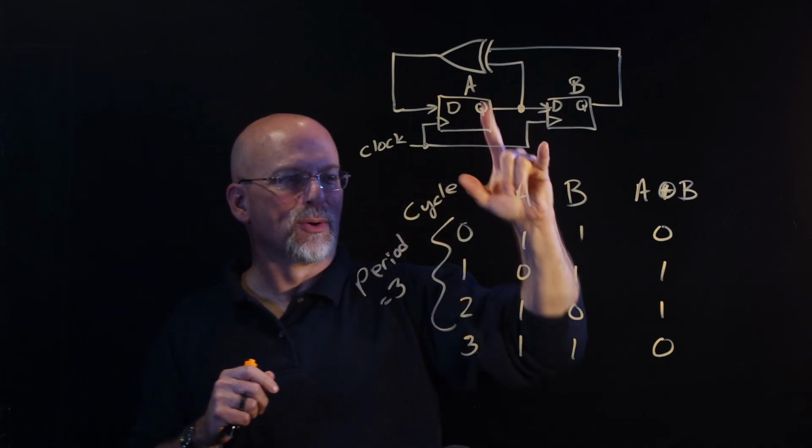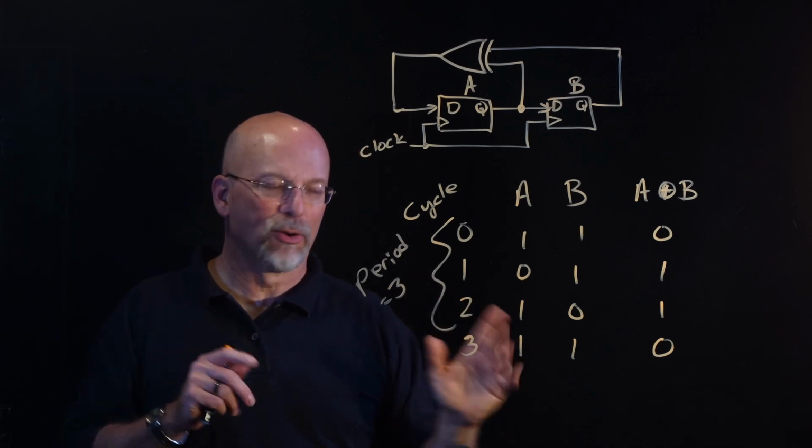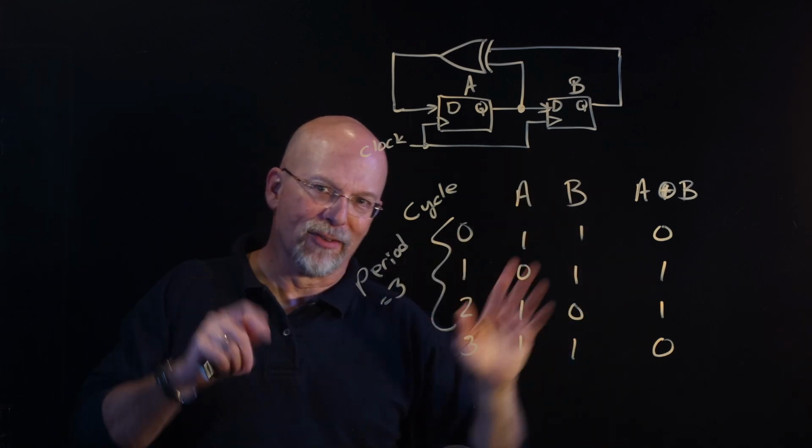And remember, we can't have 0, 0, because once we get a 0, 0 there, then the output of our exclusive OR gate is going to be 0, and we'll always be in 0, never get out of it.